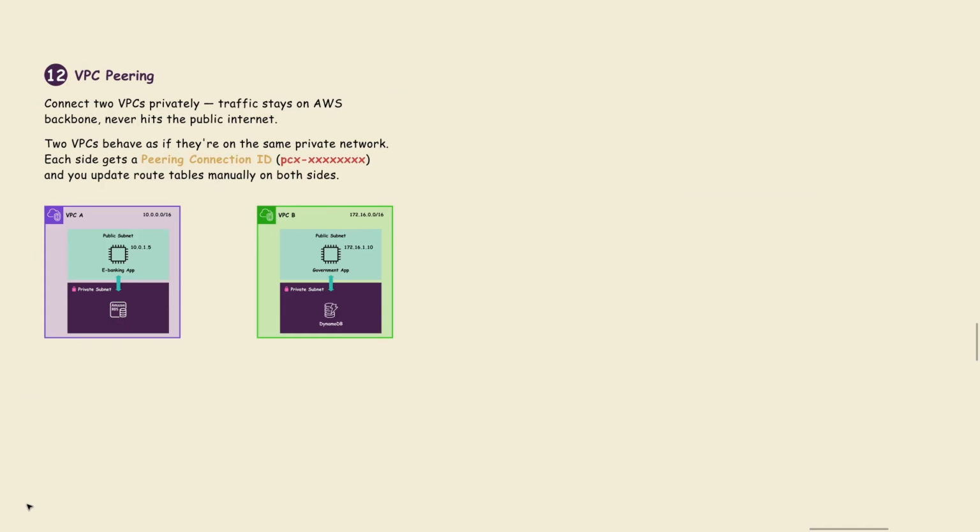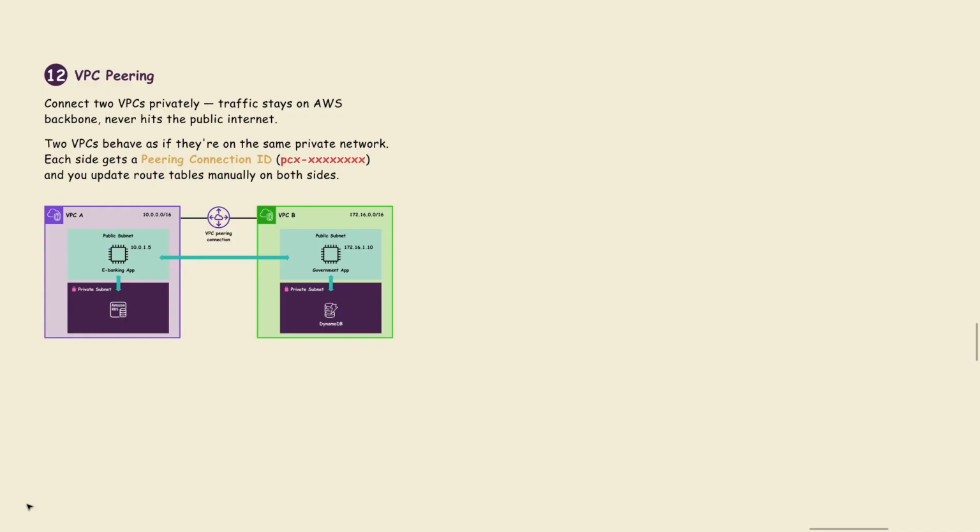Now let's see how multiple VPCs communicate with each other. This brings us to VPC Peering. VPC Peering allows you to connect two VPCs privately. Traffic between them stays completely on the AWS backbone network and never travels over the public internet. Once connected, the two VPCs behave as if they are part of the same private network. Resources in one VPC can communicate with resources in another using private IP addresses. Each connection creates a peering connection ID, and routing must be configured manually on both sides. Connectivity exists only after route tables are updated.